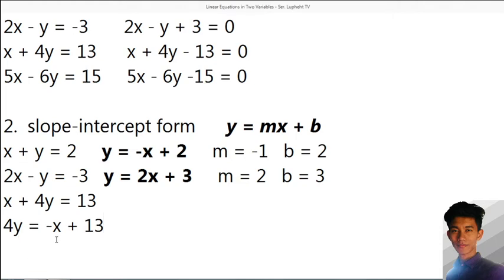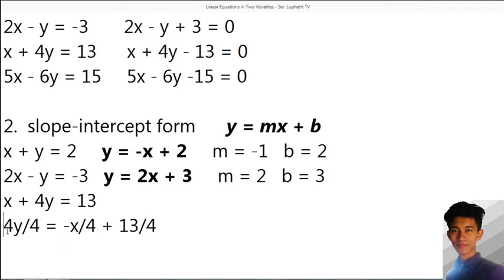Then, paano natin masisimplify ito? Para mangyari yun, kailangan natin i-divide both the left side and the right side by positive 4. Okay? So, lagyan natin ng slash which indicates division. So, 4. Ngayon, lahat ng terms dito sa right side ay kailangan divide din natin sa 4. So, divided by 4. And then, yung isa, 13 divided by 4. Okay.